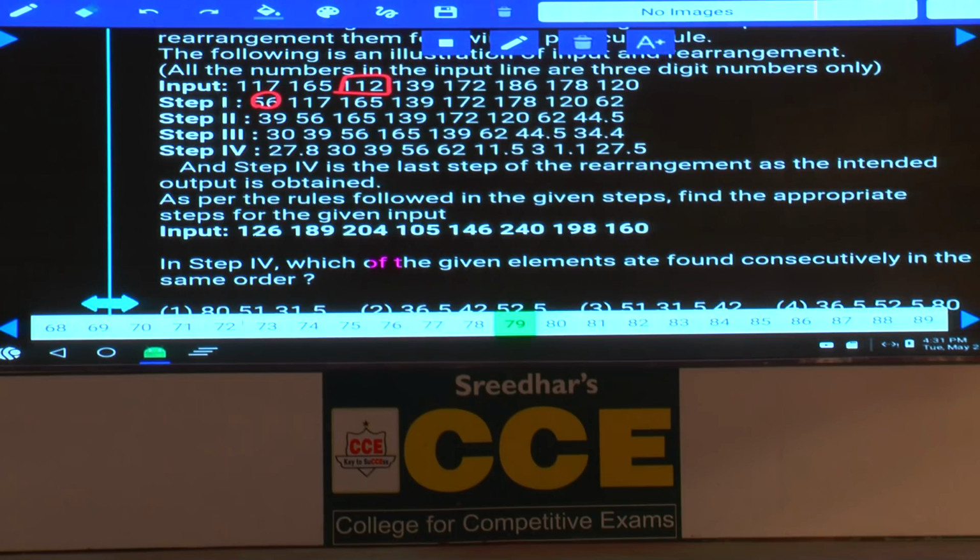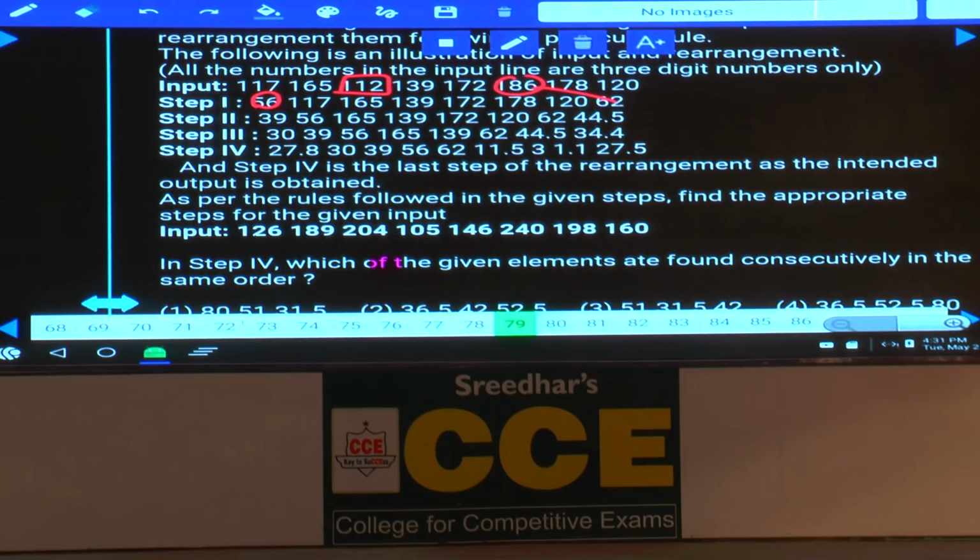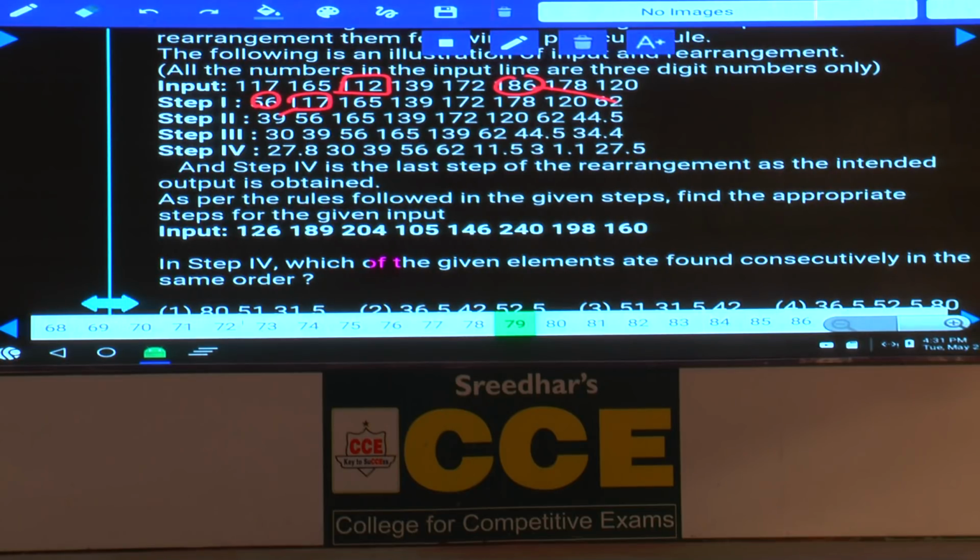What is the highest number here? 186. This 186 is divided by how much? Divided by 3 and it is written at the last place. Divided by 2, divided by 3. Next one. What is the second least number here? After this 112, the second least number will be 117. Now this 117 is divided by how much? Divided by 3. So the first numbers are divided by 2, divided by 3, divided by 4, divided by 5. Last numbers divided by 3, divided by 4, divided by 5, divided by 6.